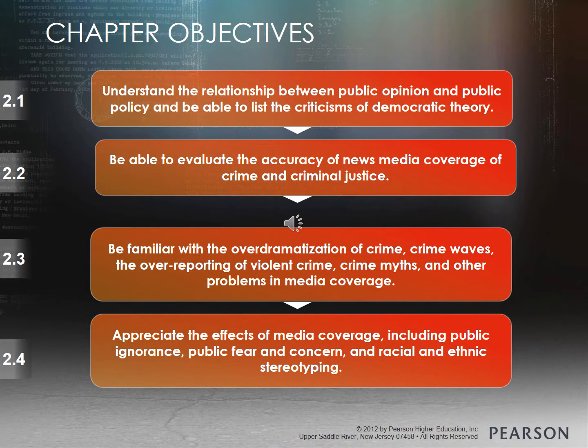So the chapter objectives will include understanding the relationship between public opinion and public policy, and being able to list the criticisms of democratic theory. We'll be able to evaluate the accuracy of news media coverage on crime and criminal justice. We'll be familiar with the over dramatization of crime, crime waves, and the over reporting of violent crime, crime myths, and other problems in media coverage. We'll appreciate the effects of media coverage, including public ignorance, public fear, and racial and ethnic stereotypes.